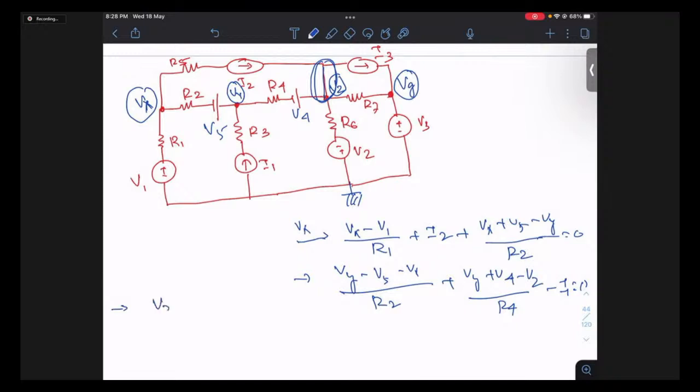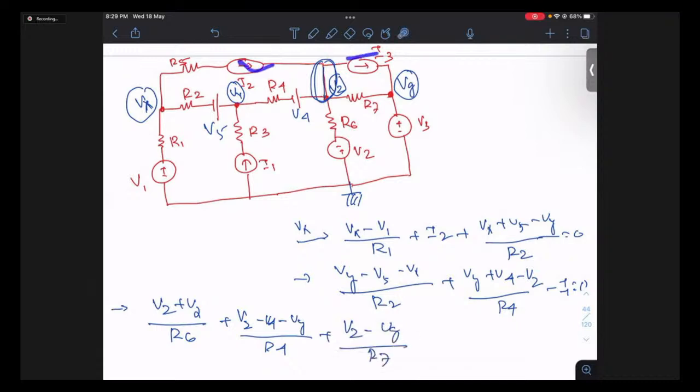So for Vz, one by one I'm writing. For this segment, it is (Vz plus V2) divided by R6. This branch is completed. For this branch, it is (Vz minus V4 minus Vy) by R4. Two terms over. And for this, it is (Vz minus Vg) by R7. So three branches are over.